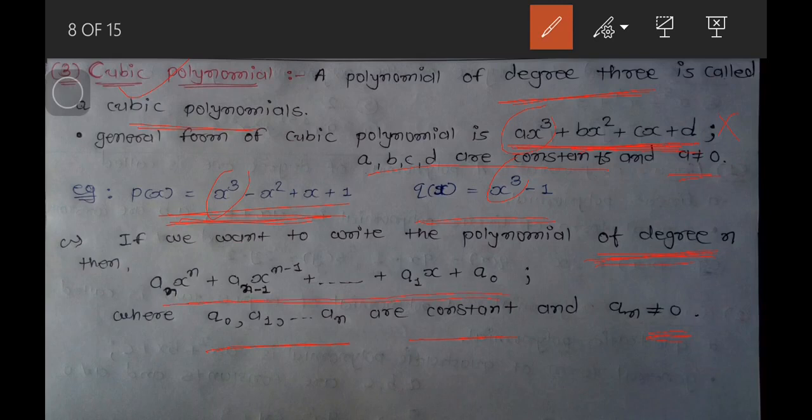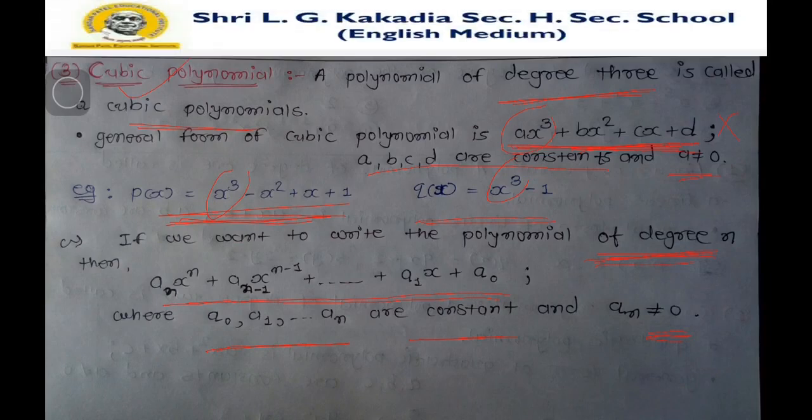This was about the types of polynomials. We have studied here two types of polynomials: one according to terms in polynomials, and the other is according to degree of polynomials.